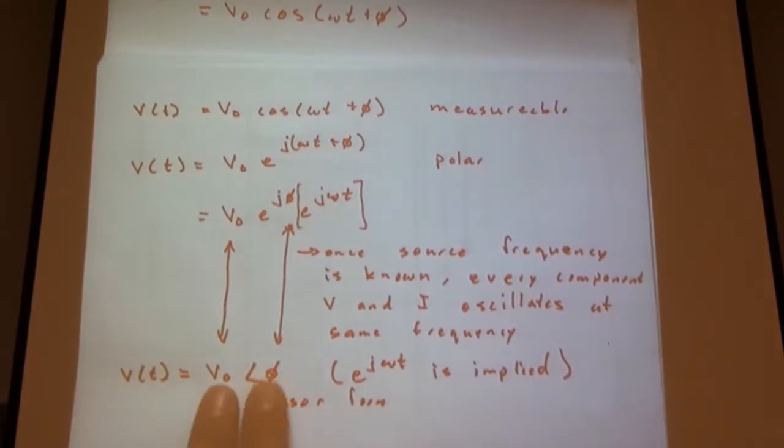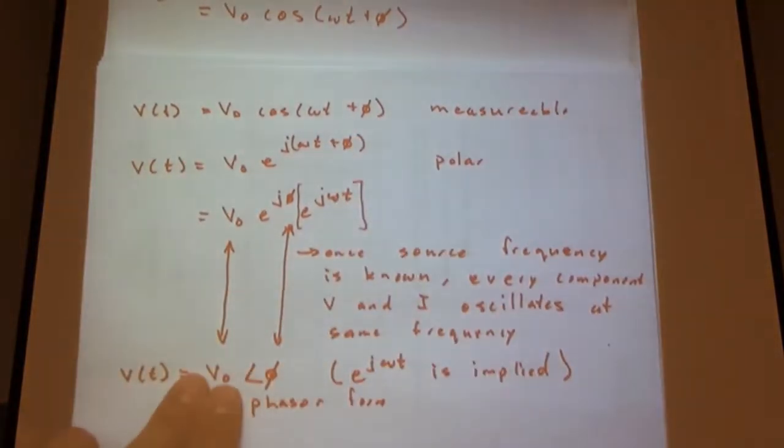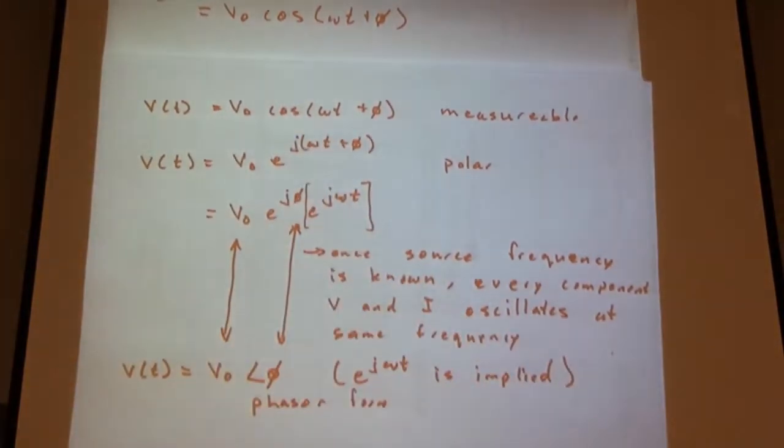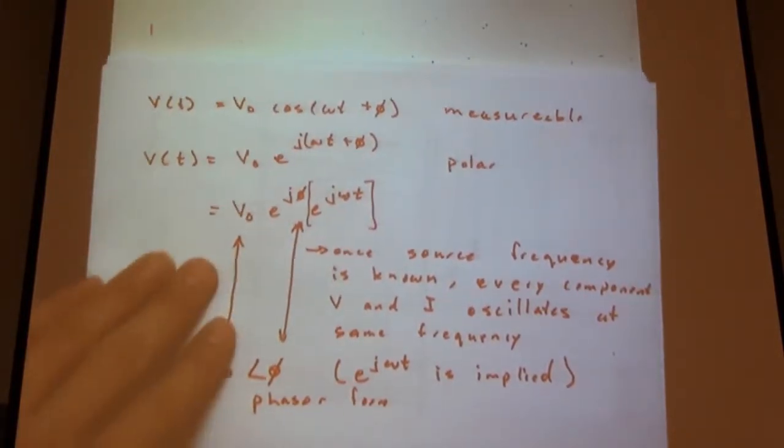We can go directly from here to here, recognizing there's our amplitude, there's our phase, and we know omega based on whatever the source is. And if we have multiple sources, that means we have multiple frequencies in our circuit, perhaps. And so that's what we're looking at. These are the three forms.